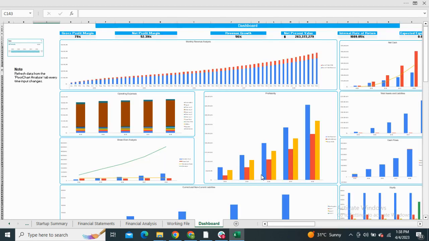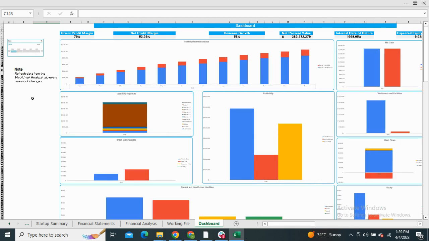In the last, we have the dashboard, which shows the most relevant financial graphical representation of the model and depicts the key financial metrics for a better understanding of performance measures. It also includes a slicer. You can see the individual result of each year by just clicking on the timeline slicer.